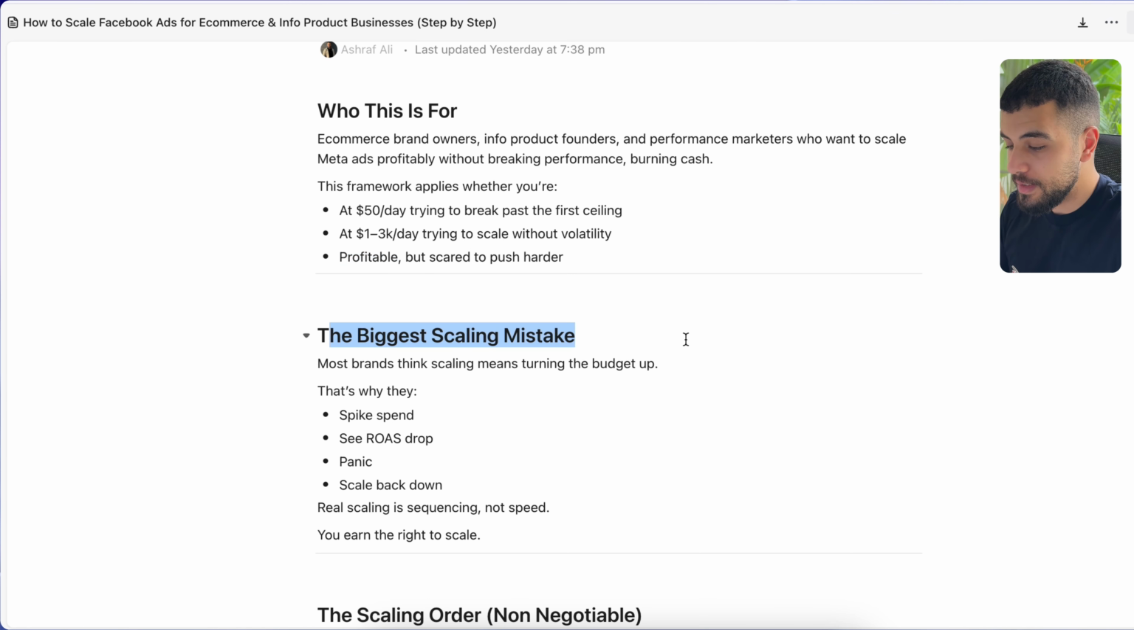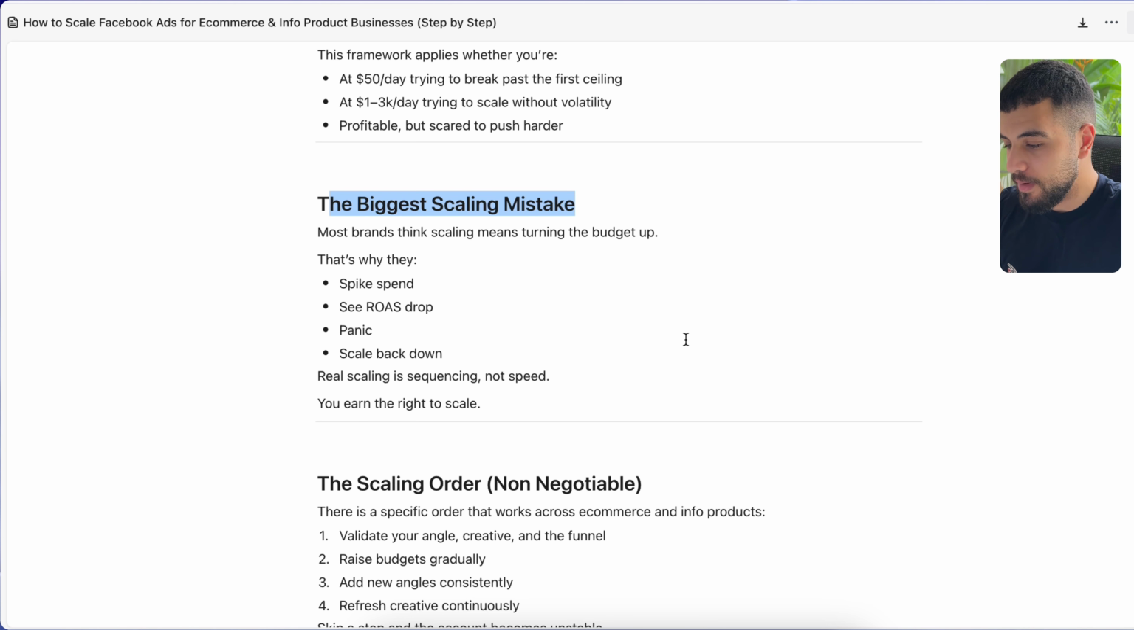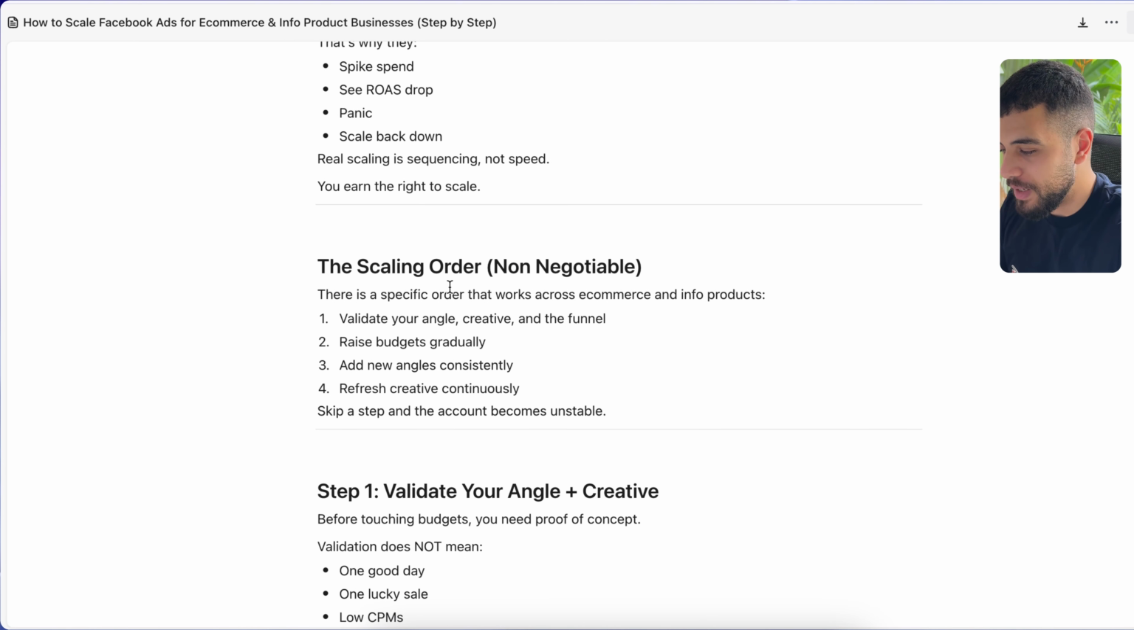When it comes to the biggest scaling mistakes, most brands think that scaling is simply increasing budgets. But what will happen is spend will spike. When you increase budgets suddenly in a way that doesn't make sense, you'll overspend. ROAS and efficiency will drop, which means that you will panic. And when you panic and you see results going down, you'll pull back on ad spend, which is bad. I don't want you to be in that situation.